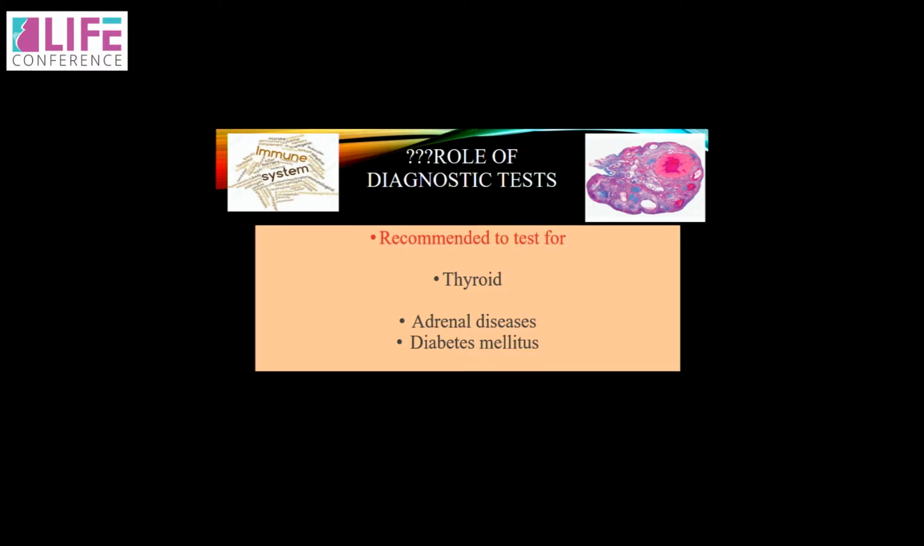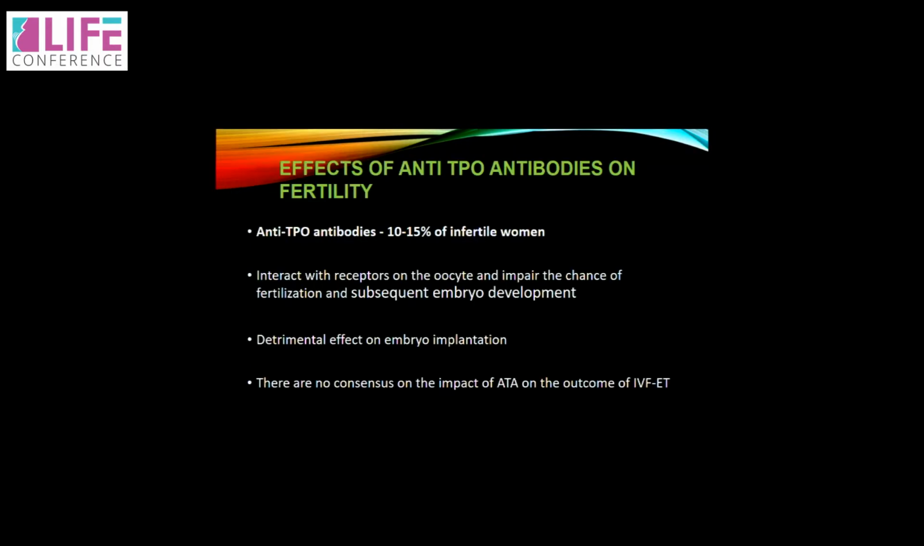And that is the thyroid, then adrenal, and even diabetes mellitus. So looking at the thyroid antibodies, anti-TPO antibodies, we see that in almost 10 to 15% of infertile patients. They interact with receptors on the oocyte and impair the chances of fertilization and subsequent embryo development. Detrimental effect on embryo implantation is also noticed, and there is no consensus on the impact of anti-thyroid antibodies on the outcome of IVF yet.